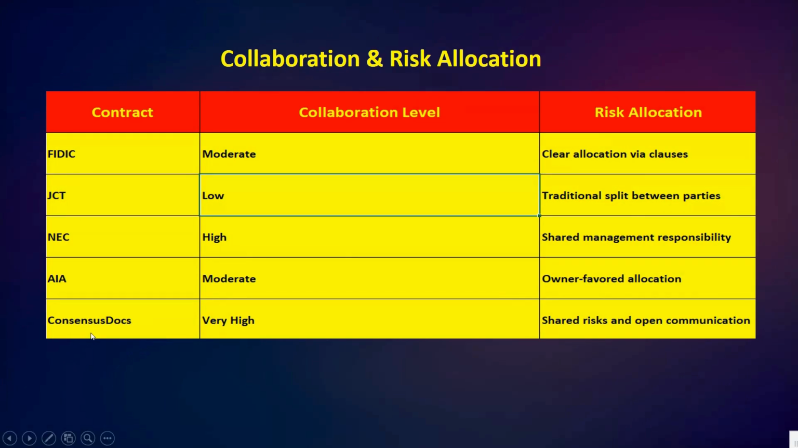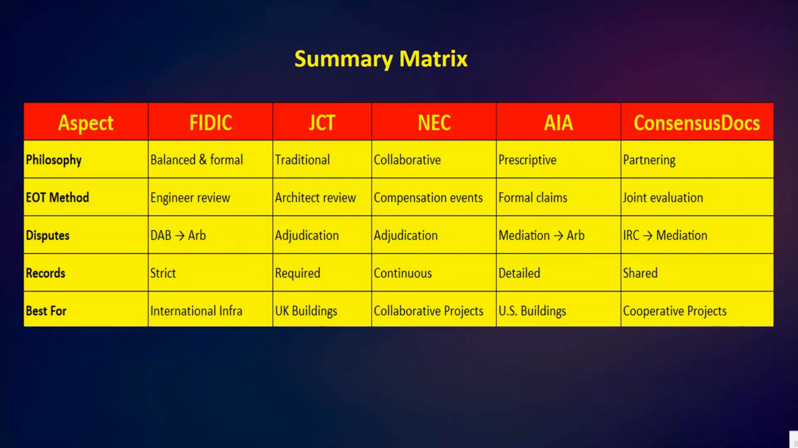The last we have consensus docs. Consensus docs, you can say, are more collaborative for all. They promote teamwork, shared risk, and transparent communication. So, if you are managing a modern project with multiple stakeholders, NEC or consensus docs might be more suitable than the traditional FIDIC or JCT. So next we have the summary matrix.